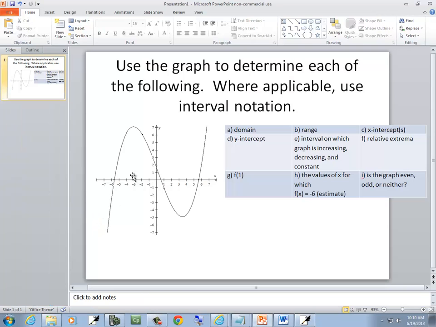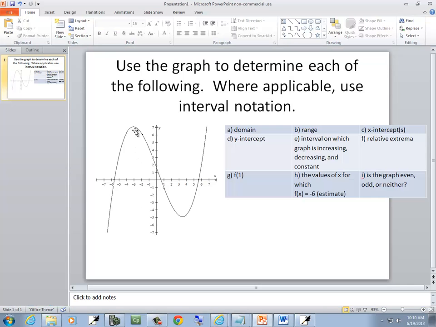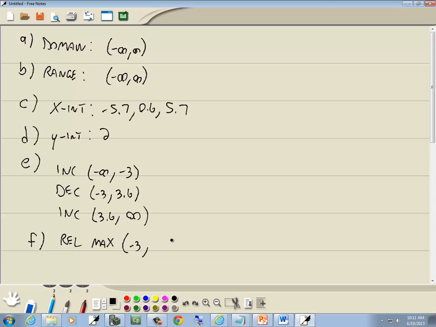F is our relative extrema. Extrema is where it changes from increasing to decreasing, or vice versa. So here it's increasing, and then it changes to decreasing, so this is a relative max. It'll be at negative 3, and if I go over here, our y part looks like 7. These are written in point form.